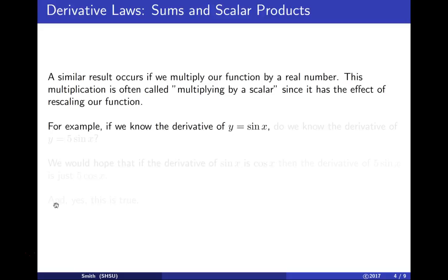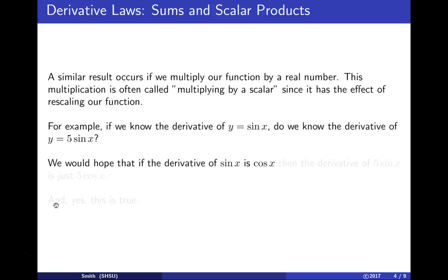For example, we know the derivative of sine x. What do you think is the derivative of 5 sine x? We would hope that if the derivative of sine x is cosine x, then the derivative of 5 sine x is 5 cosine x. And yes, this is right.